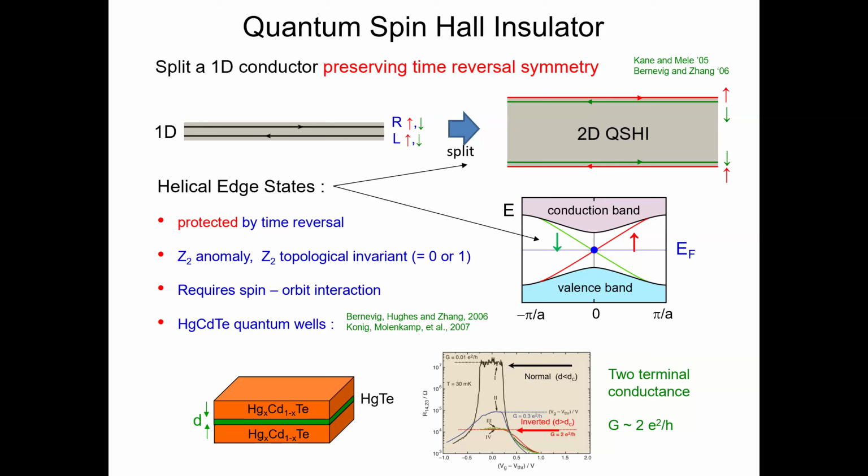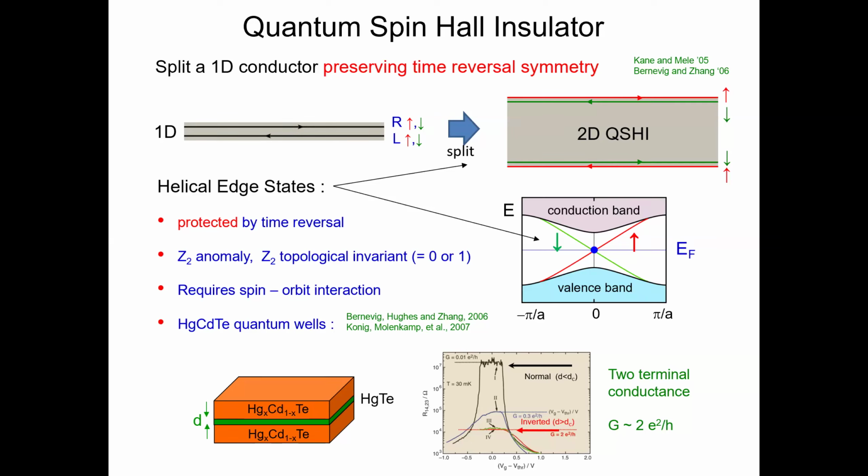So this sort of came to life in the real world, and this was a very important advance in mercury cadmium telluride quantum well structures. It is a two-dimensional sandwich structure made out of materials that have very strong spin-orbit interaction, at the bottom of the periodic table.